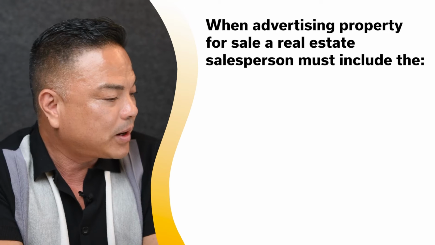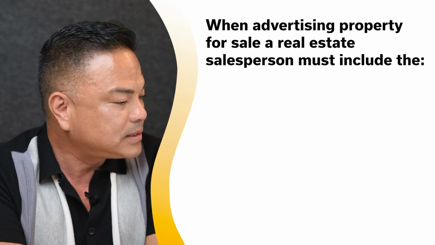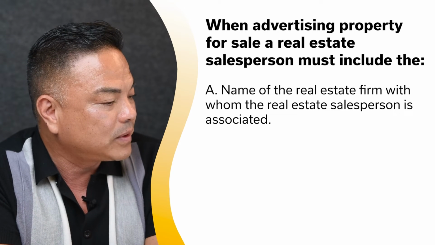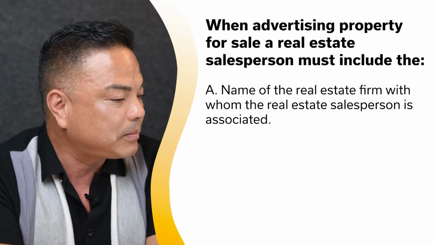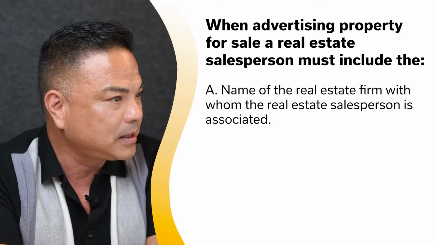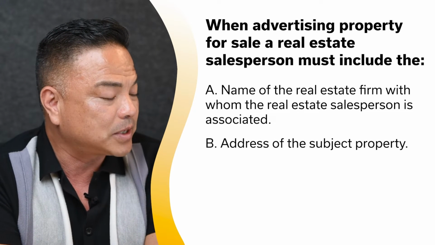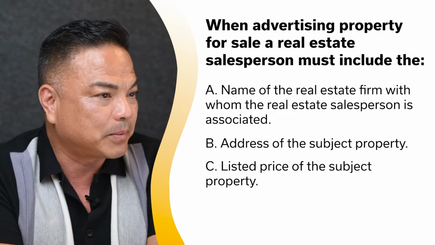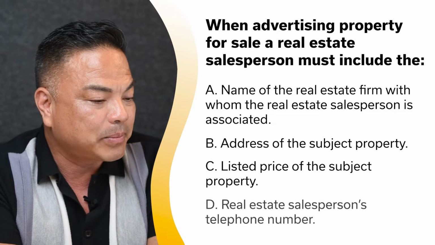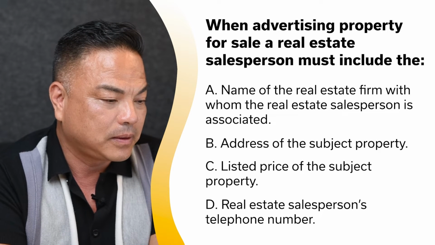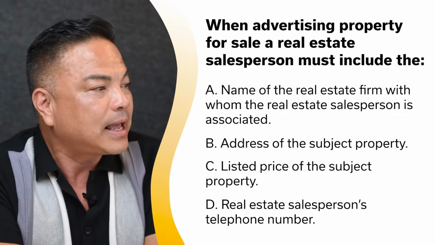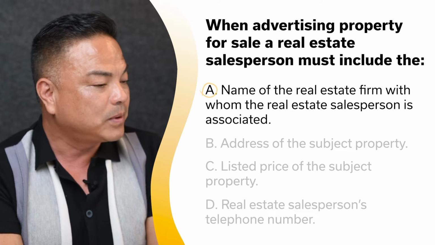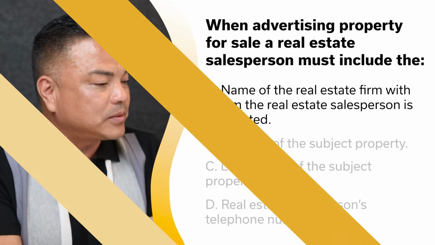When advertising property for sale, a real estate person must include the A, name of the real estate firm with whom the real estate salesperson is associated. B, address of the subject property. C, the listed price of the subject property. D, real estate person's telephone number. And the answer is A as in apple. Name of the real estate firm with whom the real estate person is associated.